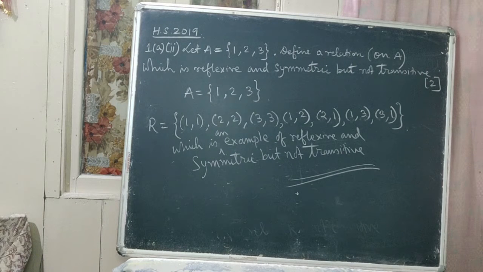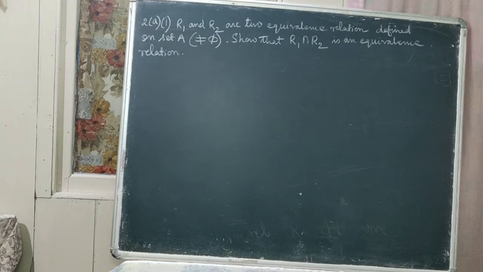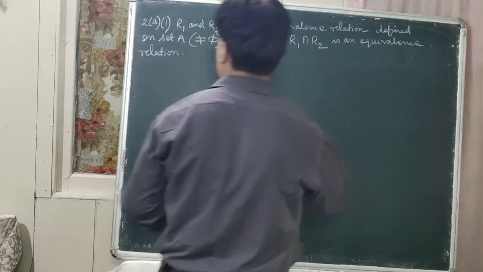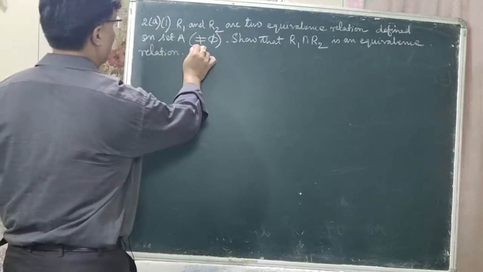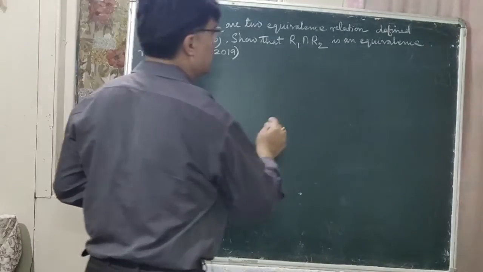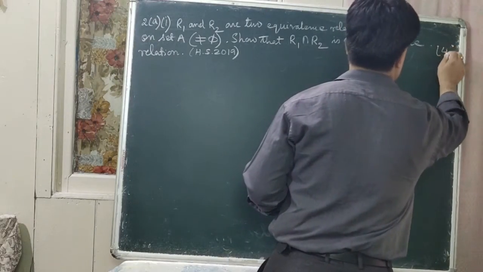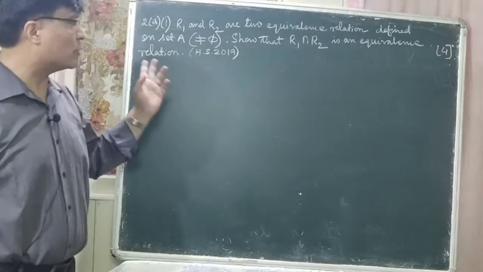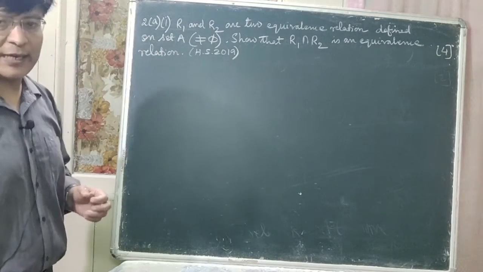So now we'll do the next question. This question is from HS 2019, and this question carries 4 marks. So let us do this problem now. 2A, number 1. This question is from HS 2019 and this question carries 4 marks.